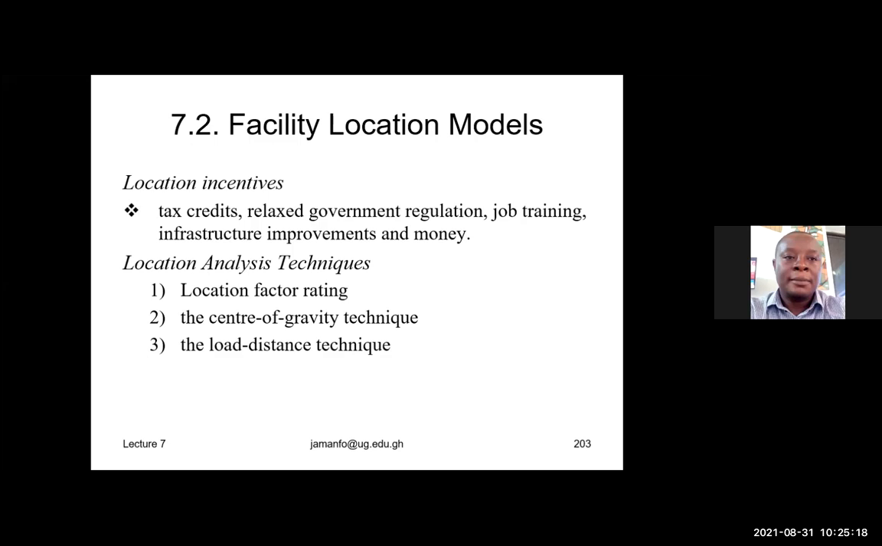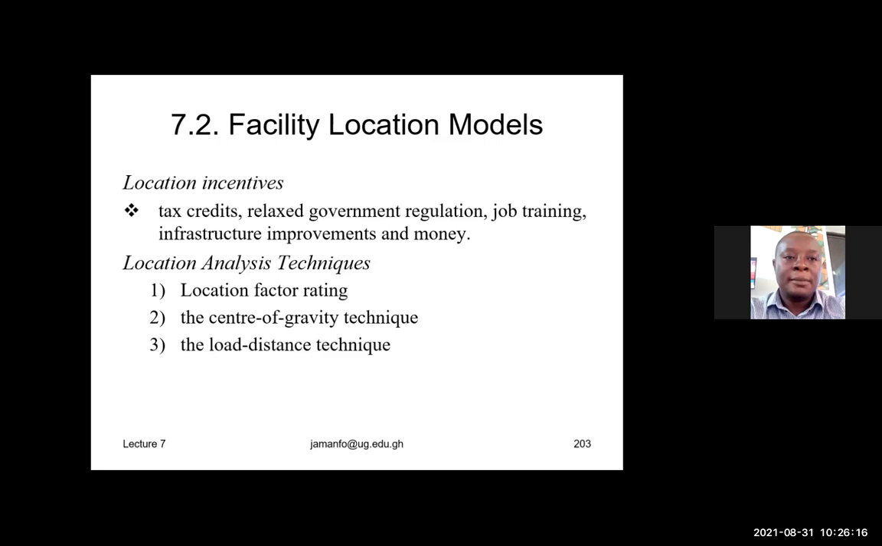Location incentives. Usually this is a kind of government strategy to allow for the spread of the establishment of firms within the inner communities. If you look at Ghana currently, most of our manufacturing firms are located in the cities, Accra, Tema, and in and around the greater Accra region. Go to the interior, and for some reason, they are not there. For a long time, there used to be only one manufacturing company in Koforidua, the capital of the Eastern region.